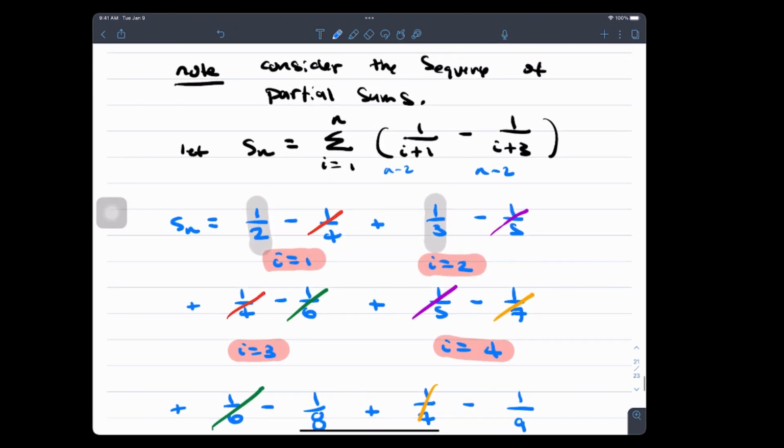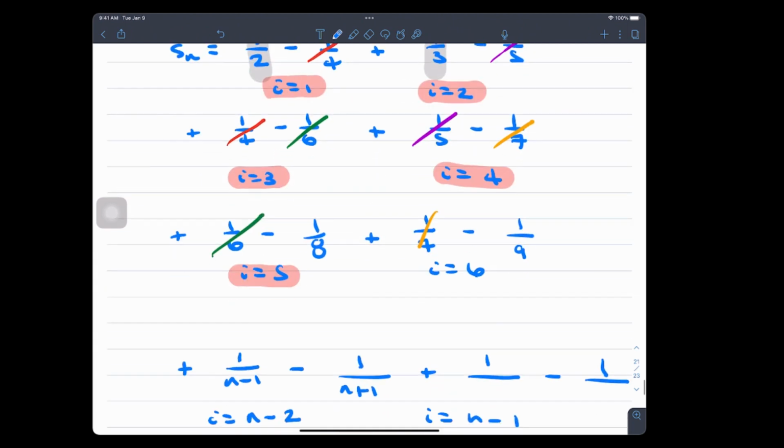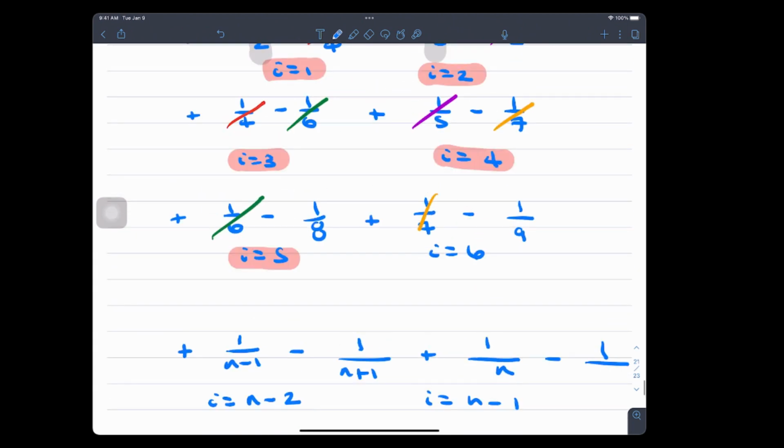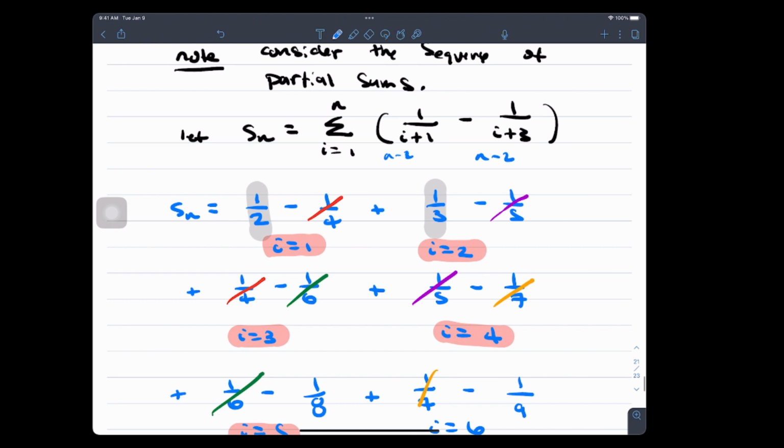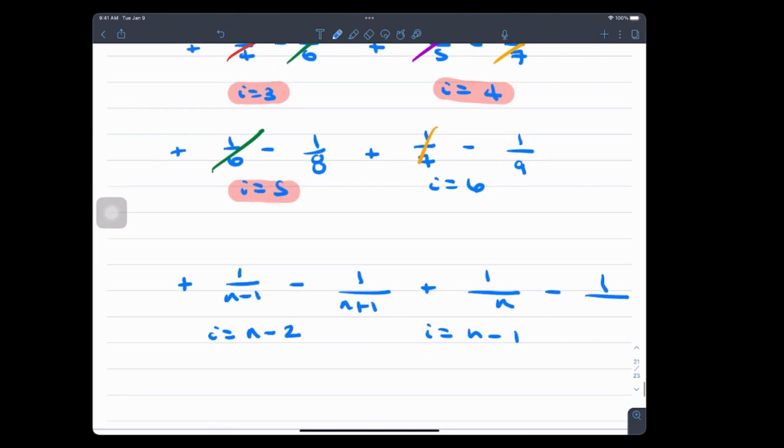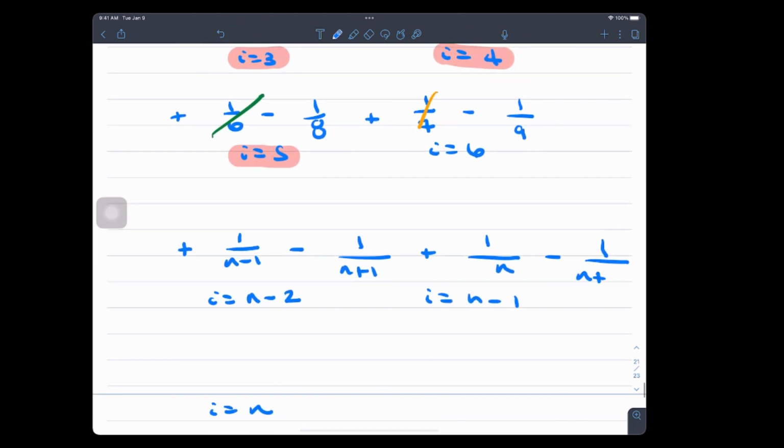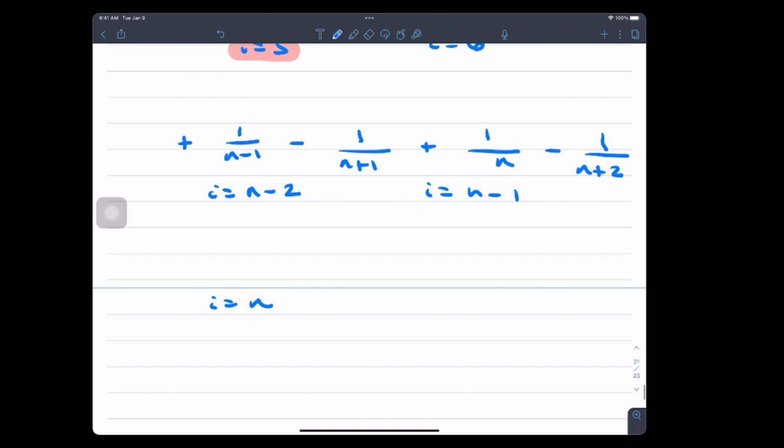I is n minus 1 now. Oh, n minus 1 plus 1. Well, that's just an n. And plug in the n minus 1 now for both. So that goes n plus 2. And then finally, you get 1 over n plus 1 minus 1 over n plus 3 when I is n. This is a sequence of the first n terms.